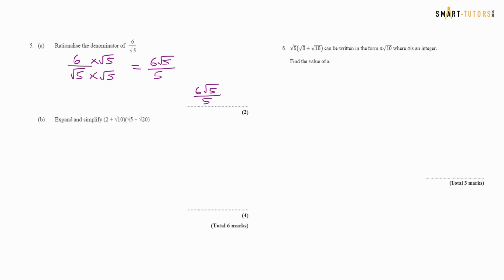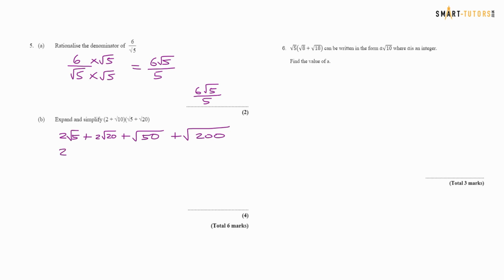Expand and simplify. It's the same as algebraic expansion. So 2 is going to multiply the root 5, so 2 root 5. 2 is going to multiply the root 20, so 2 root 20. And plus here, root 10 and root 5 both have the square root, so I'm going to multiply inside the square root. 10 times 5 is 50. Plus the square root of 20 times 10 is 200.